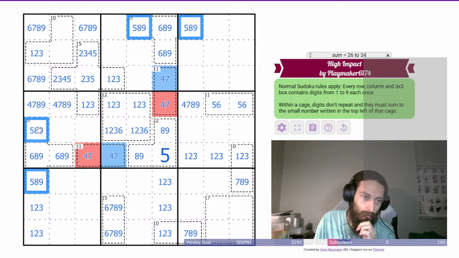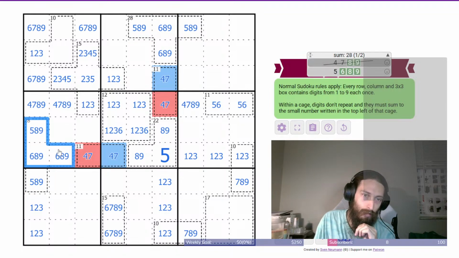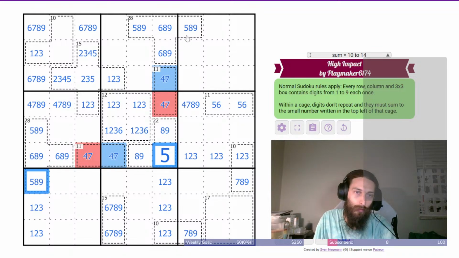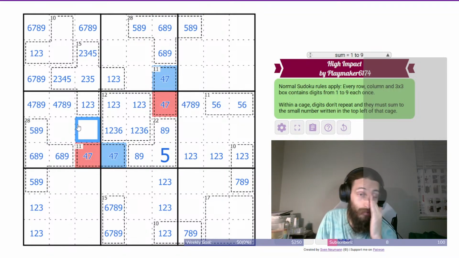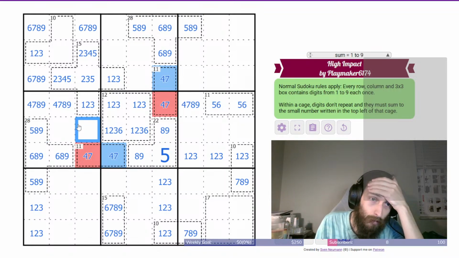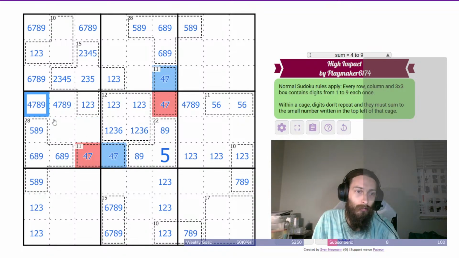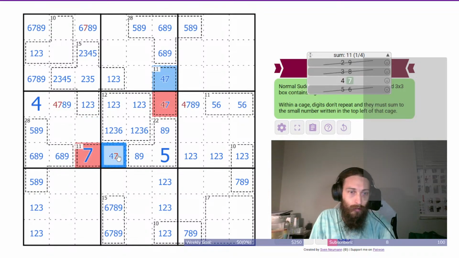But this being a 5 doesn't force 5s into those two spots. It forces 5s to be like that. I don't know why I made that mistake. But now, okay, so now where's 4 here? That's a 4. That's a 7. That's a 4, that's a 4, that's a 7.